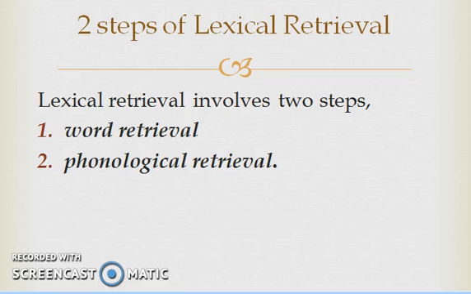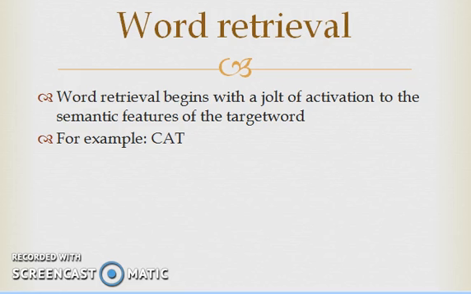Lexical retrieval involves two steps. They are word retrieval and phonological retrieval. The first one is word retrieval. Word retrieval begins with a jolt of activation to the semantic features of the target word, for example, cat. The activation then spreads throughout the network, down to word and phoneme units and upward as well. After a period of time, the most active word unit is selected, thus completing the word retrieval step.